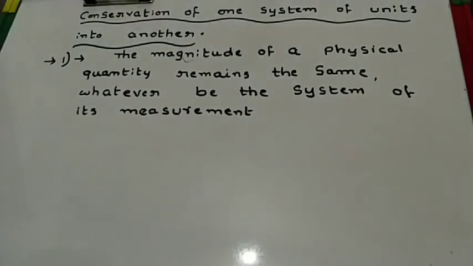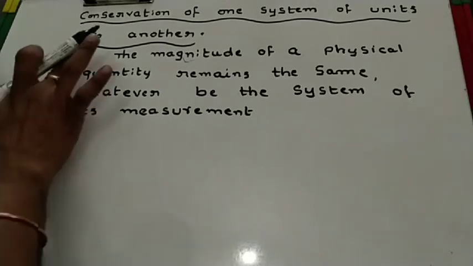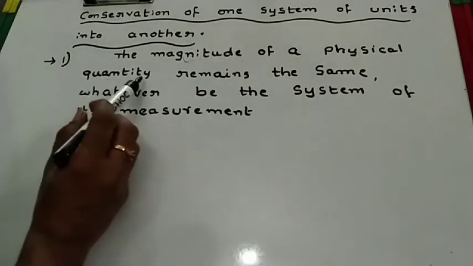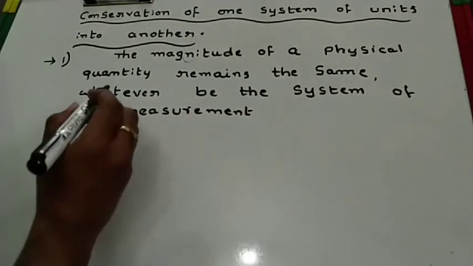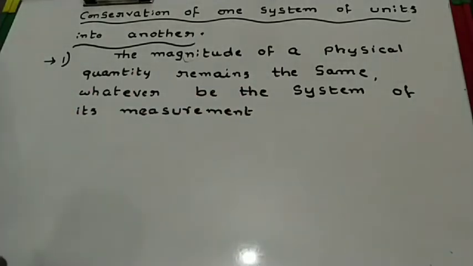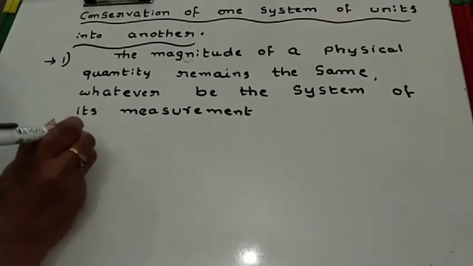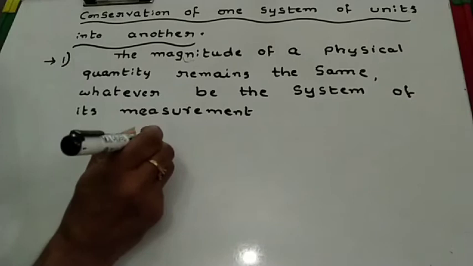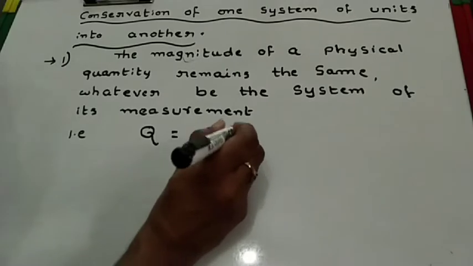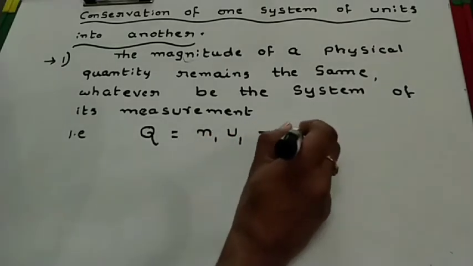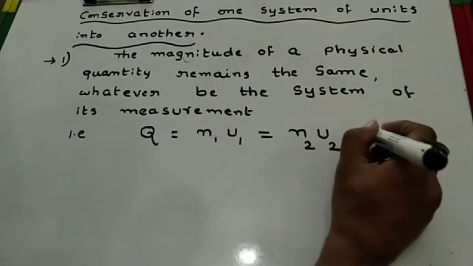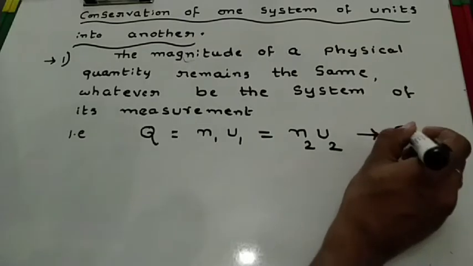My dear students, once again I am repeating point number 1. The magnitude of a physical quantity remains the same, whatever be the system of its measurement. Now, what is the meaning of that? Q is equal to n1 u1 is equal to n2 u2. This is the meaning. Consider this equation number 1.